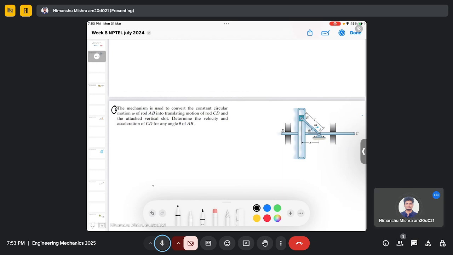So basically, when this AB rod is rotating with an angular velocity omega, there is a translation motion occurring at CD. It is a back and forth motion, and this is due to the rotational motion of AB. We are given the rotational motion of AB, we are given theta, and we are given the length of the rod AB, which is L, and we need to calculate the velocity and acceleration of this translating motion of CD.